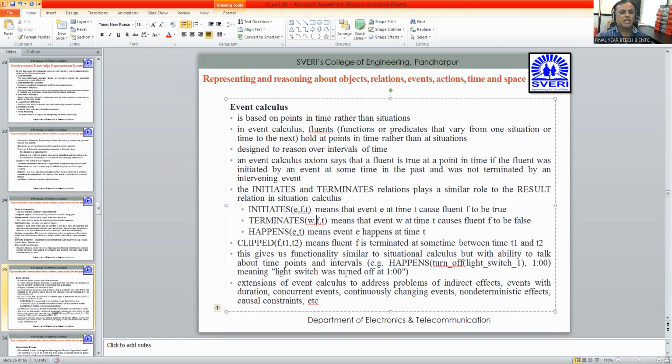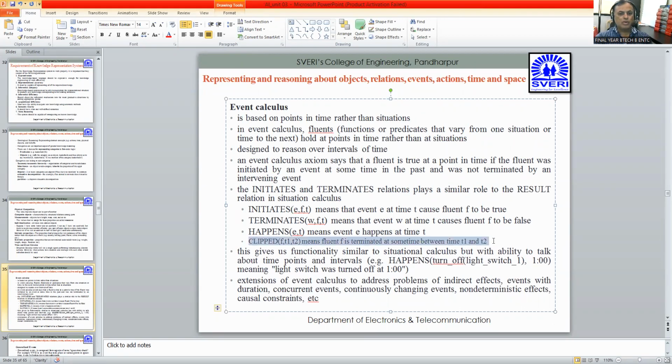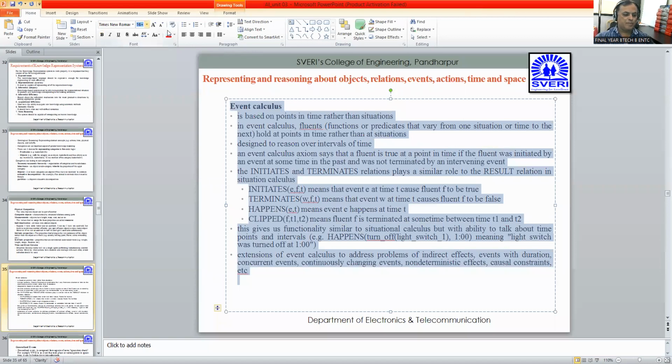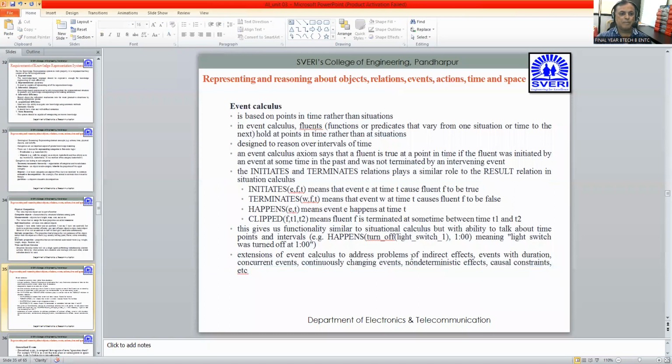And then comes Clipped, that is Clipped(F, T1, T2). Now what does it mean? It means that fluent F is terminated at some time between T1 and T2. Understanding? So let us see once again what it actually means. These are the most important concepts that come into the picture.